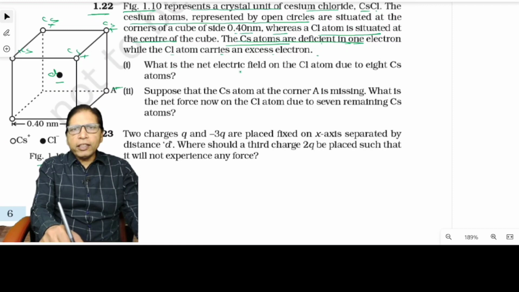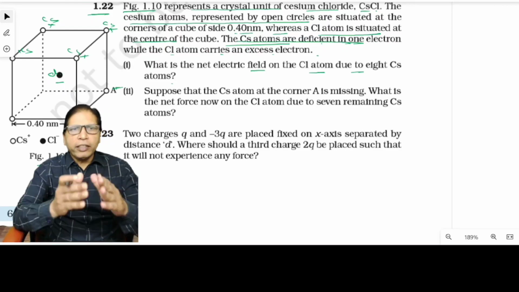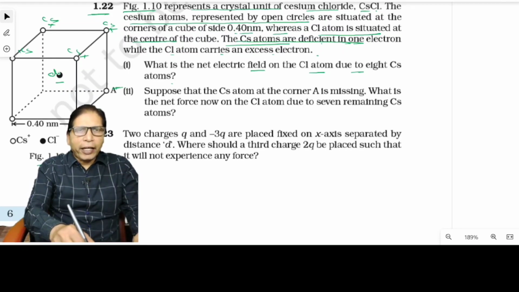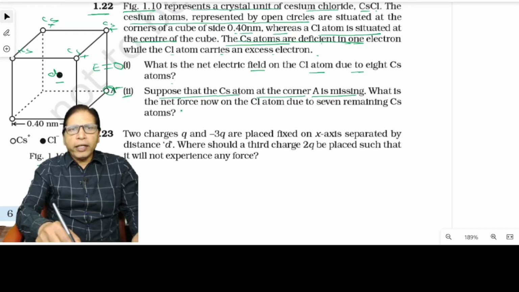No problem. What is the net electric field on the Cl atom due to Cs atoms? As 8 Cs atoms are symmetrically situated around the Cl atom, the net electric field at the position of the Cl atom is E equal to 0. Now part 2: suppose the Cs atom at one corner A is missing. Look at this, the Cs atom at this corner is absent. What is the net force now on the Cl atom due to the 7 remaining Cs atoms?